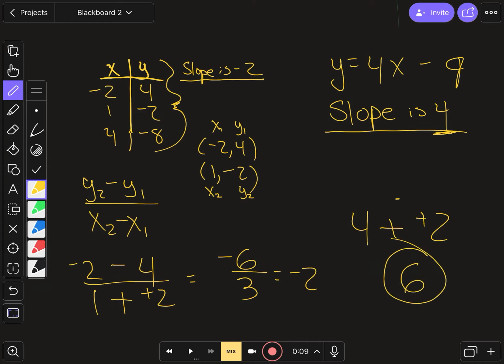That's your answer. The difference in those two rates, the difference in those two slopes, is 6.